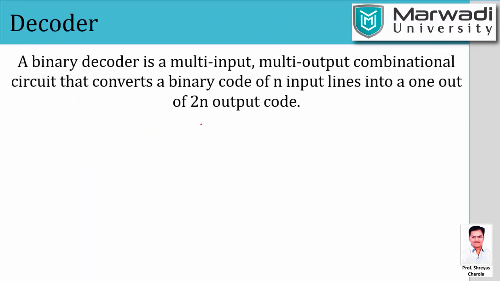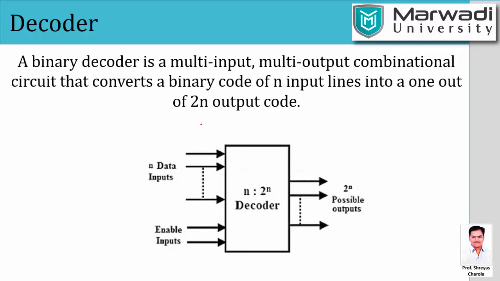So a decoder is the same as an encoder in reverse. That means whatever data you have encoded, now we need to decode it. A binary decoder is a multi-input, multi-output combinational circuit that converts binary codes of n input lines into a maximum of 2 raised to n output lines. Look at this, it's n data inputs, and what should be the output? 2 raised to n. It's all opposite to the encoder.